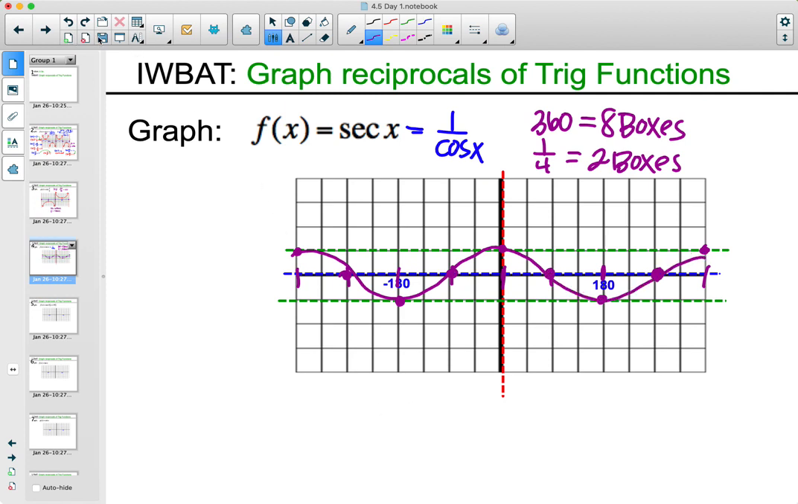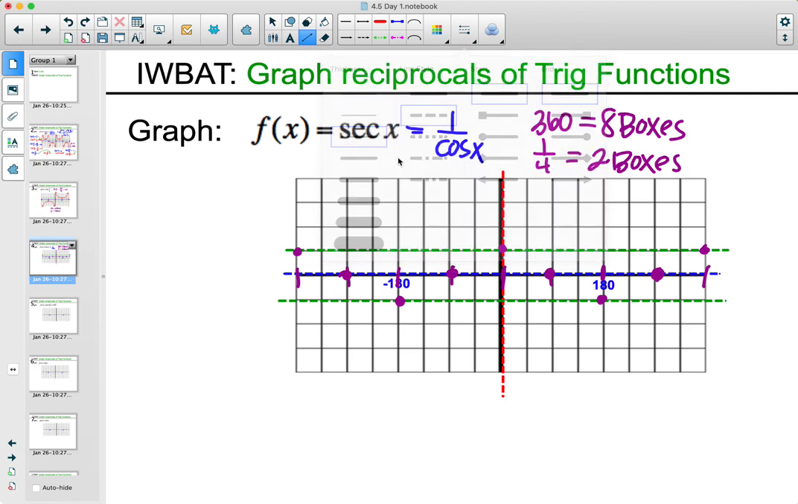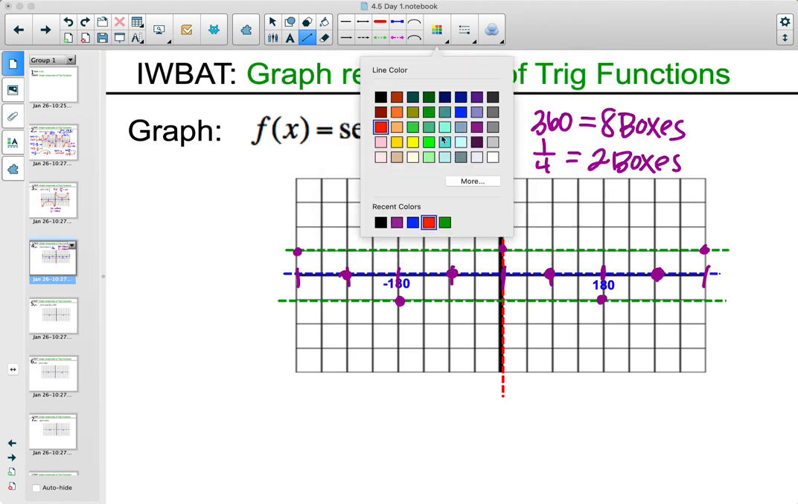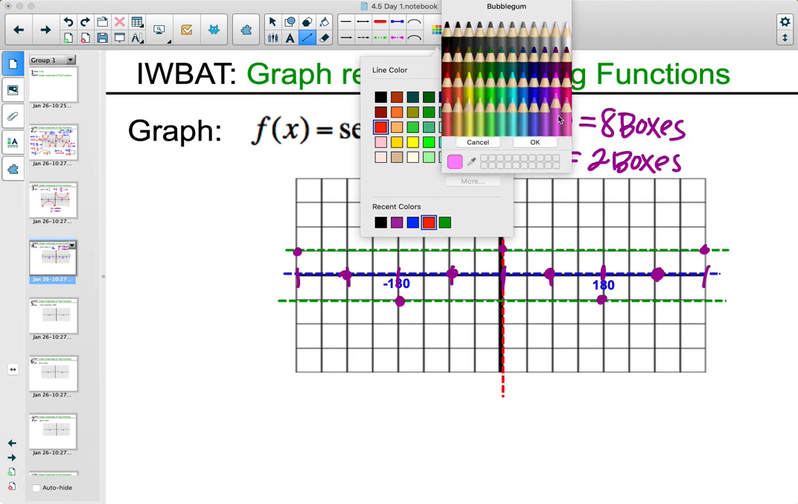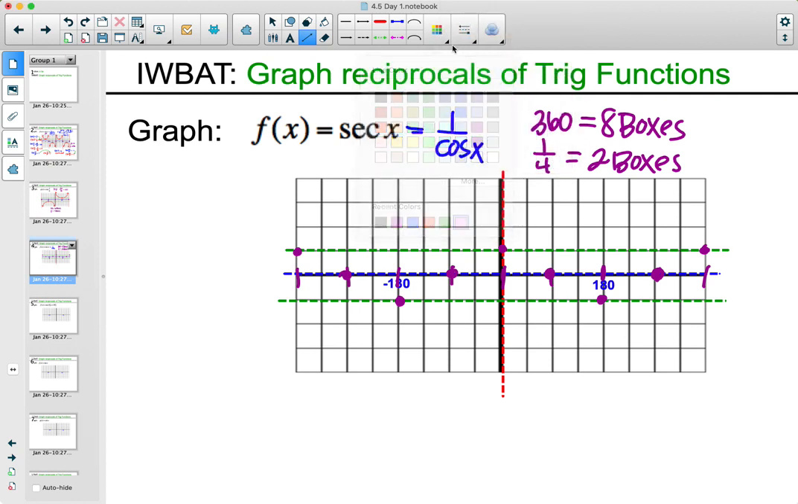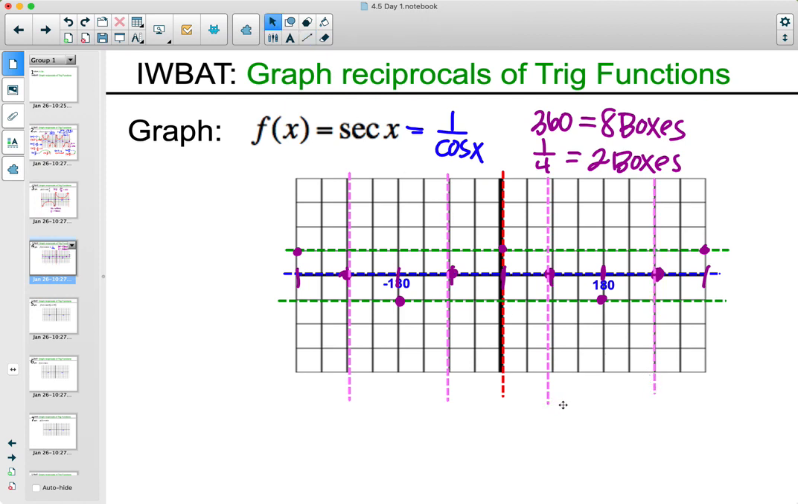Okay, but we are drawing the secant function. So the secant function, again, where cosine is 0, secant is going to have an asymptote. But I'm going to change the color this time because we already have red for the phase shift. All right, so at these zeros, you're going to have asymptotes. So here, here, here, and here. Okay, at all of the places that cosine is 0.